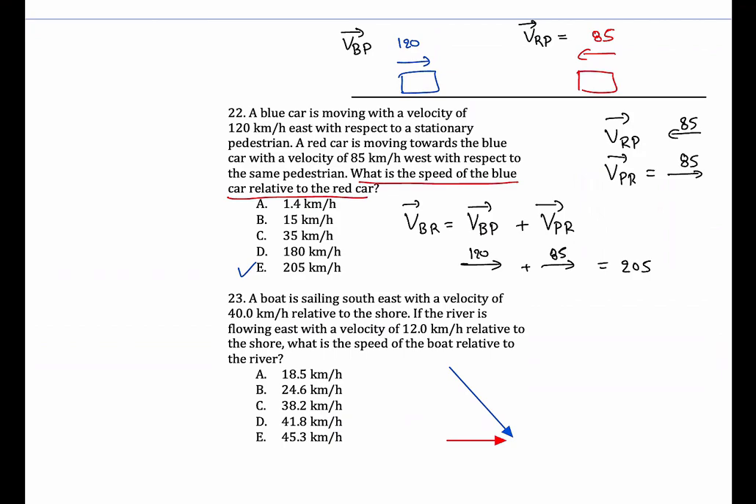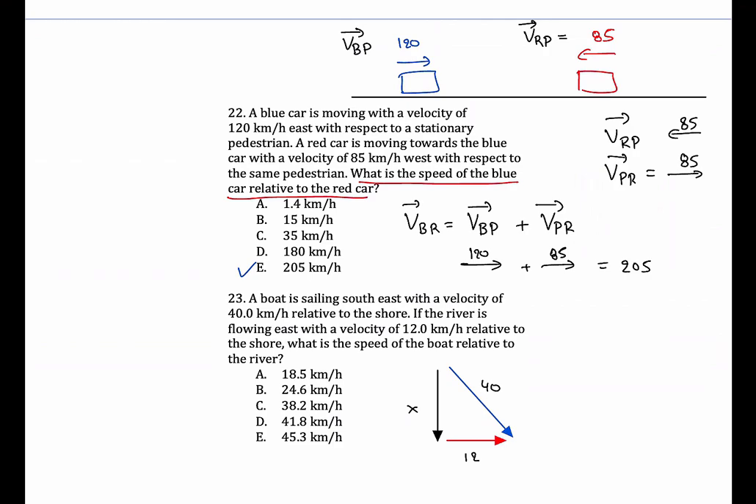Now I suspect that since the boat is moving in the southeast direction and there is a river that blows it to the right, then the boat was originally moving downwards. So I suspect that this is the value of x, this is the value of 40, and this is the value of 12, and we can find the x from the Pythagorean theorem, which is the root of 40 squared minus 12 squared. So I suspect that the x will be just a little bit less than 40, probably 38.2.